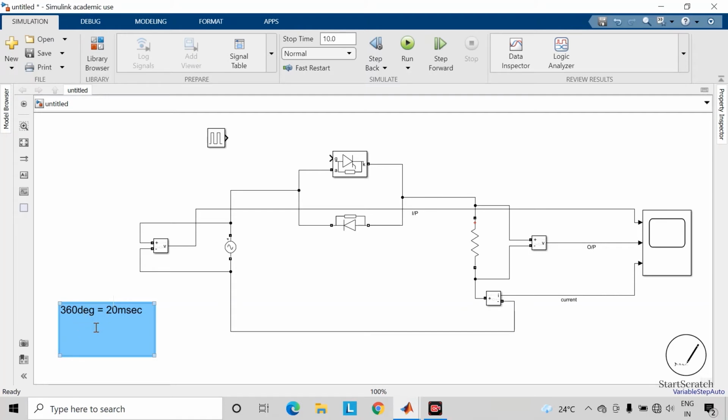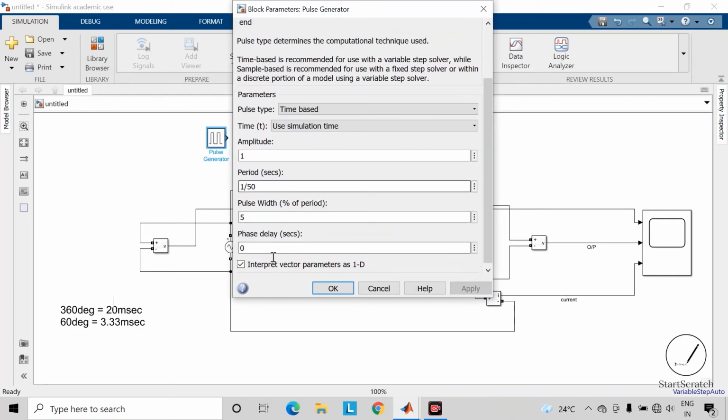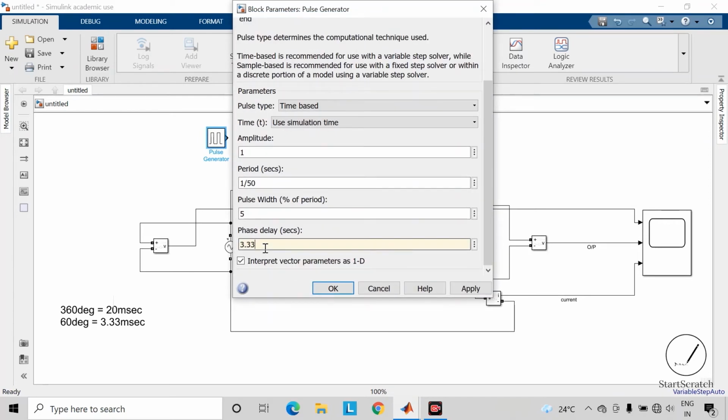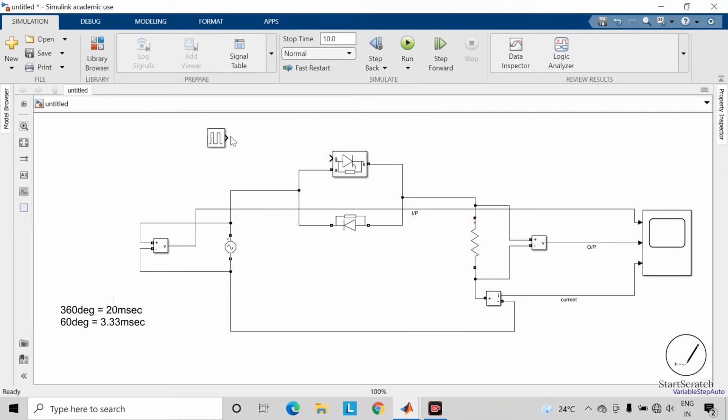So our one complete cycle of AC supply corresponds to 360 degrees and corresponding time period is of 20 milliseconds. Now if we want the firing angle to be 60 degrees, so we have to apply the phase delay as 3.33 milliseconds. So now let us apply this phase delay to this pulse generator block, and connect this to the gate terminal of this thyristor.